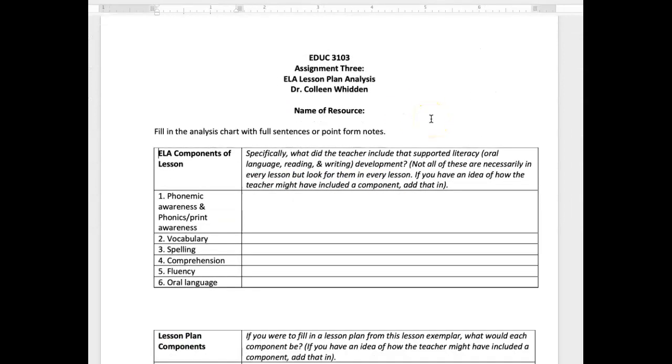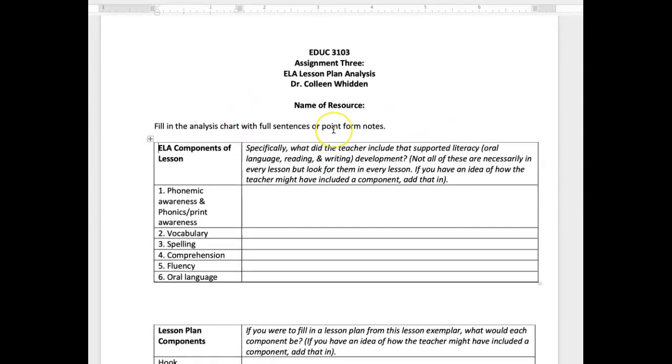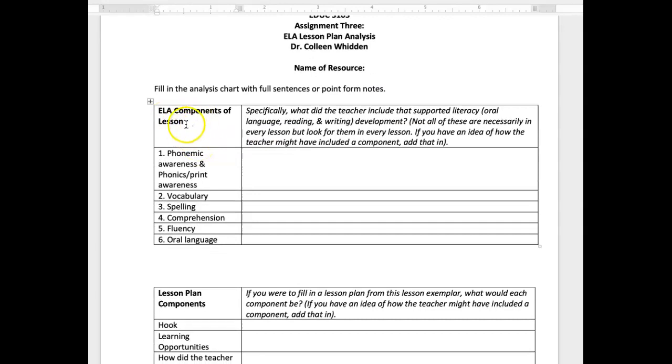So this is it. You can fill in the analysis chart with full sentences or point form notes. It doesn't have to be big prose, it can just be point form. So you're going to look at the specific components of the lesson. These should be familiar from 371, right? These pillars of ELA. And what I want you to do is look specifically at what the teacher included that supported literacy, oral language, reading and writing development. Now, not all of these are necessarily in every lesson, but look for them. And if you have an idea of how the teacher might have included a component, also add that in.